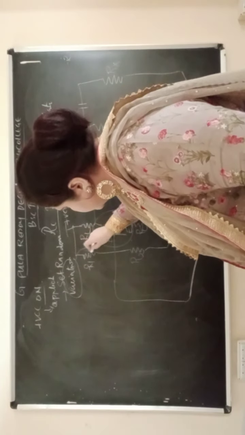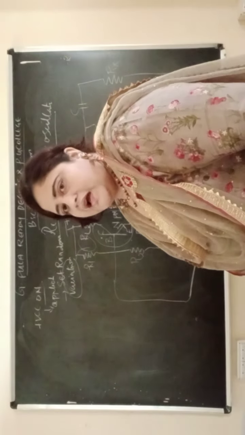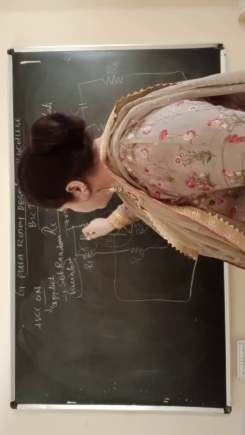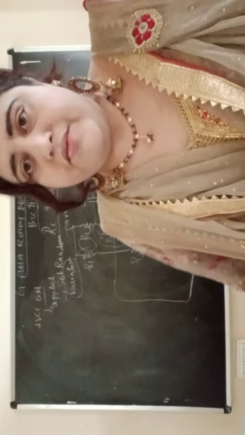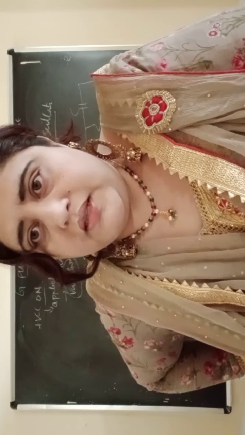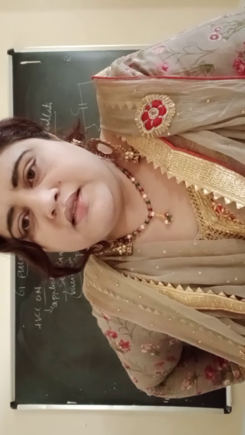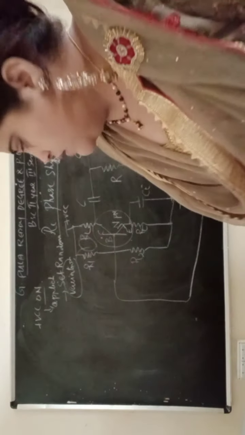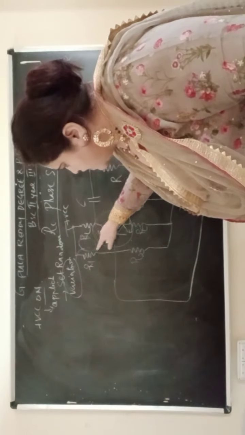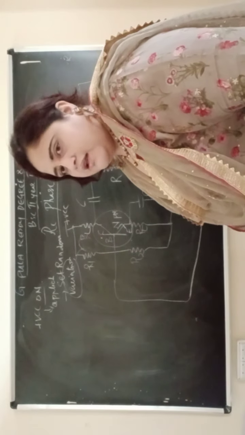These variations in the circuit will amplify in the collector circuit. Random variation means very small variations in the circuit. Whatever variations are there, they will be amplified in the collector circuit.